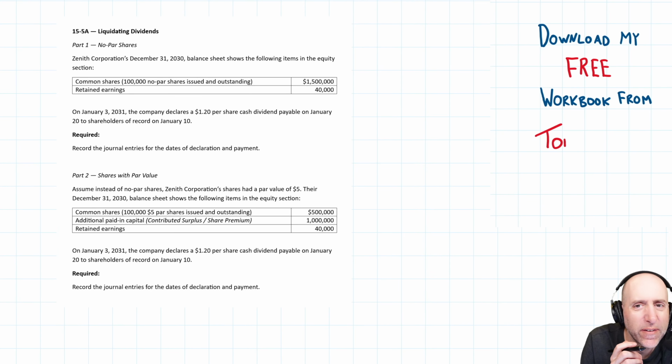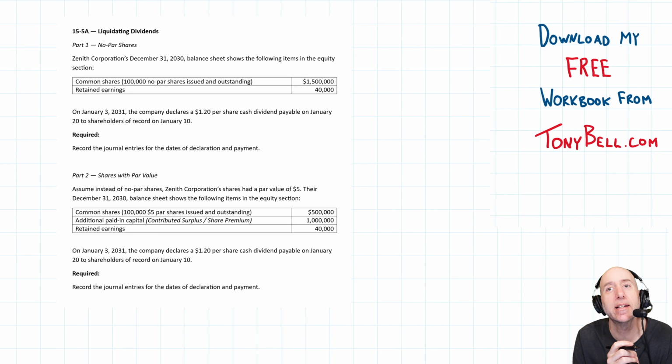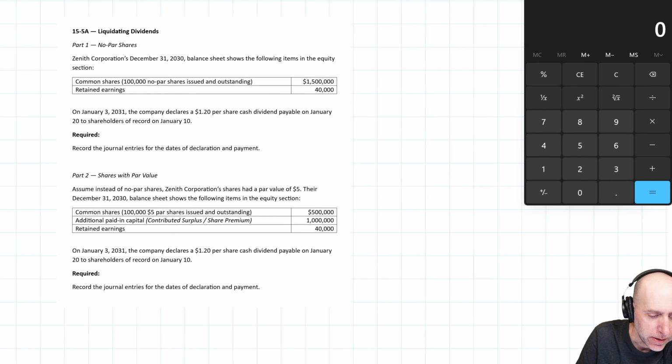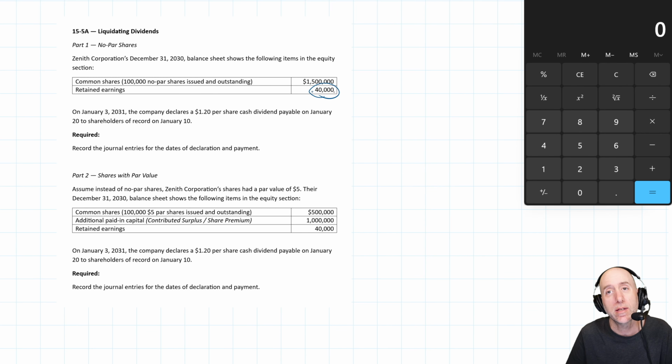Let's jump into problem 15.5a, a liquidating dividend. What's a liquidating dividend? It's when the company declares a dividend that's more than they have in retained earnings. And that's what's going to happen here. We have $40,000 in retained earnings. We're going to declare a dividend that's more than $40,000.